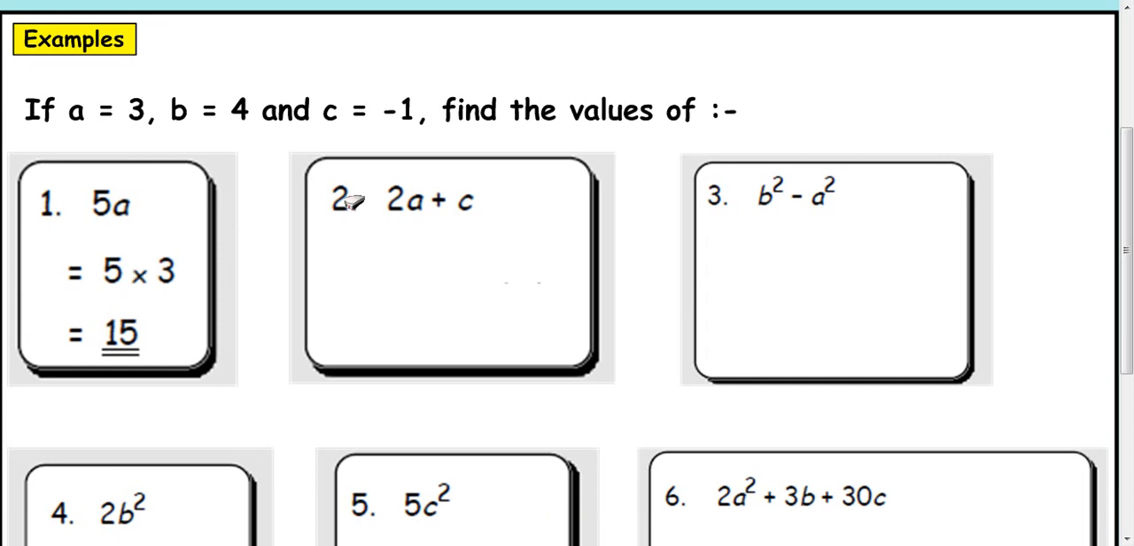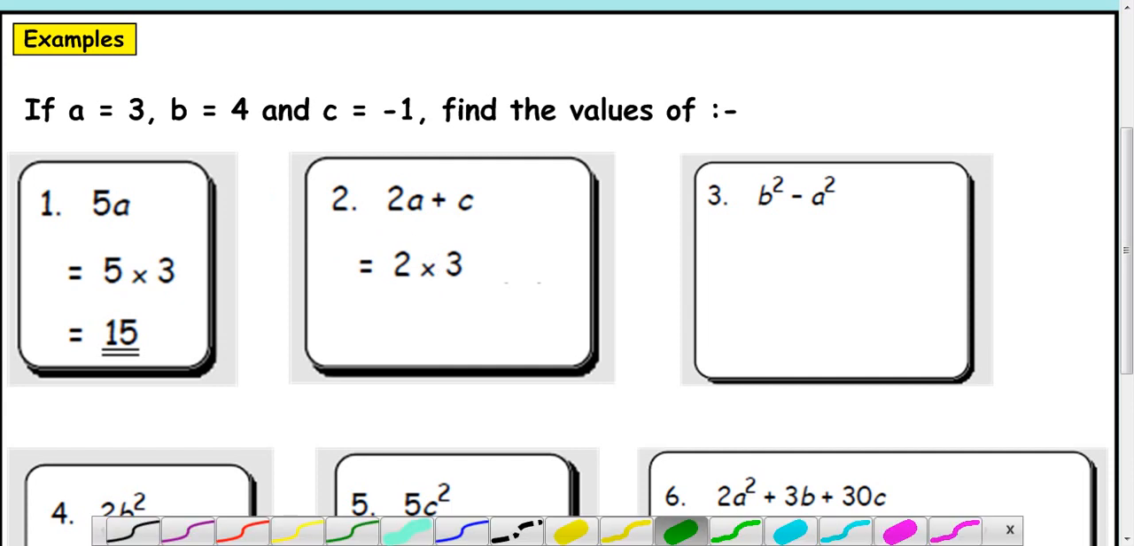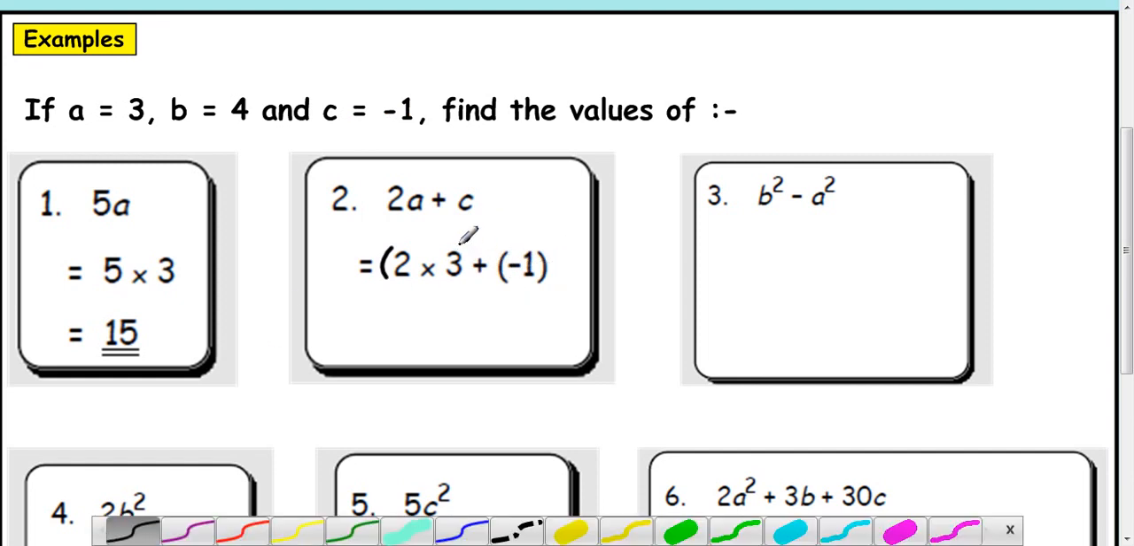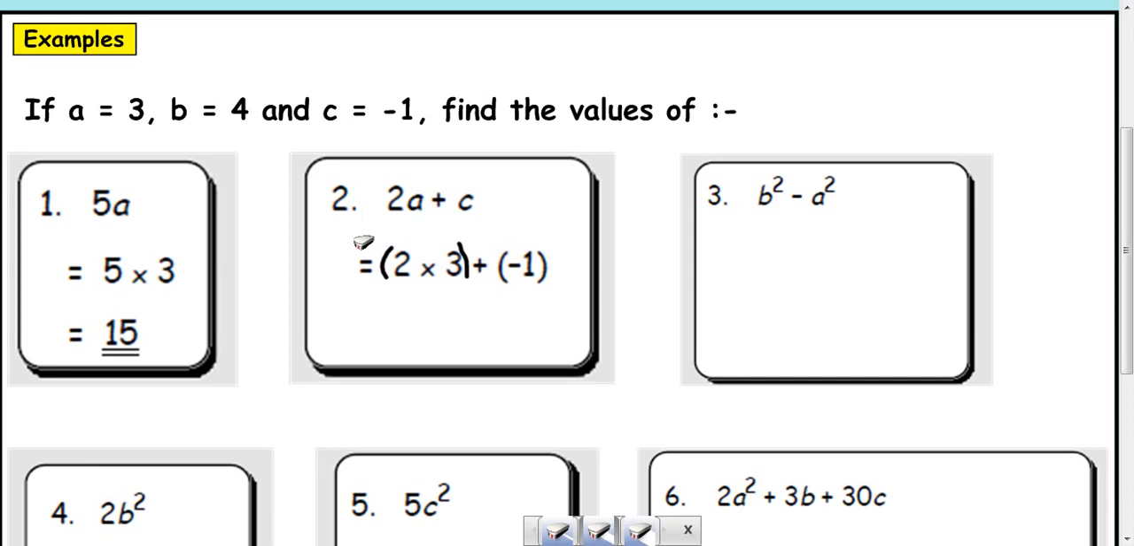Okay, moving on to 2. We've got 2a plus c. Now I know that this means 2 times a and then add on c. So 2 times a, what is a? A is 3, so it's 2 times 3, and I would put that in brackets. Any multiplication where you've got something else to do, try to put brackets in, and then you add on whatever c is. So I'm adding on -1. I'll put that bracket back in. Okay, so 2 times 3 is 6, and if I add -1 I get 5. There would be no harm in doing an extra line here, doing 6, take away 1 if you wanted to.